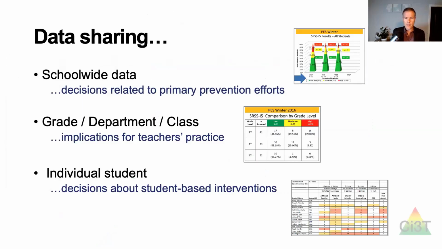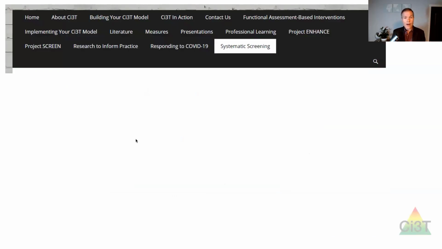Make sure you've got systems set up to protect the data. And you could have these nice, convenient graphs and tables to be able to share it, looking at it school-wide, looking at it by grade or maybe by department or classes. And then at the individual student level, when a teacher looks at their classroom of data. And again, that's available on our favorite website, ci3t.org.